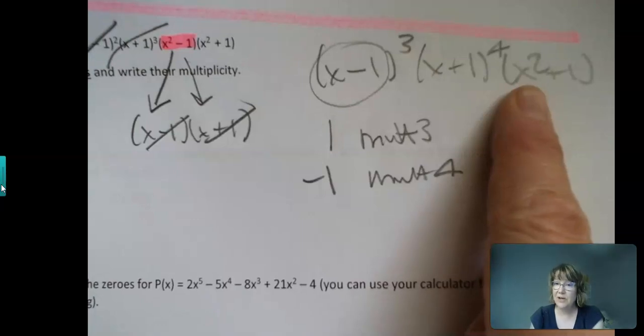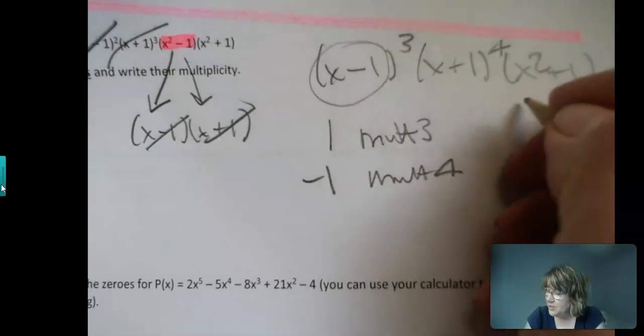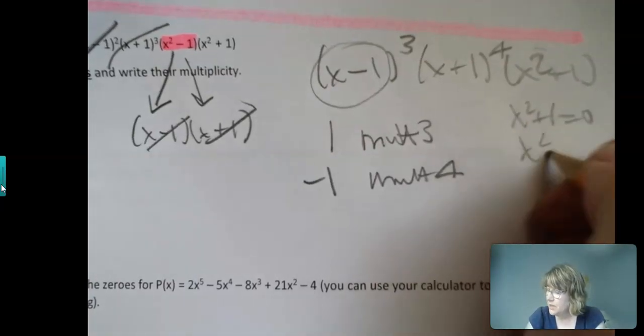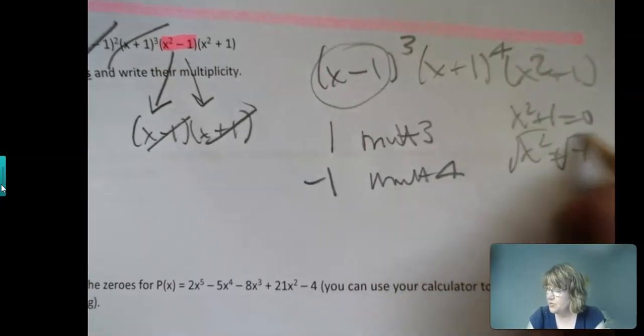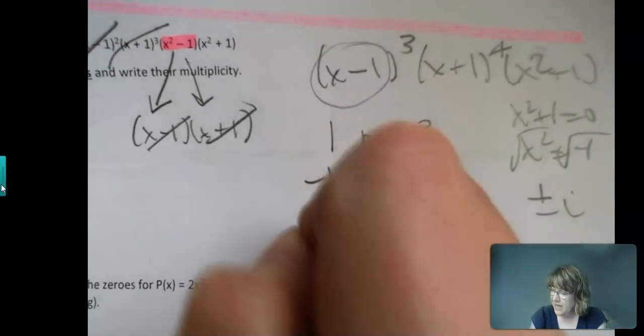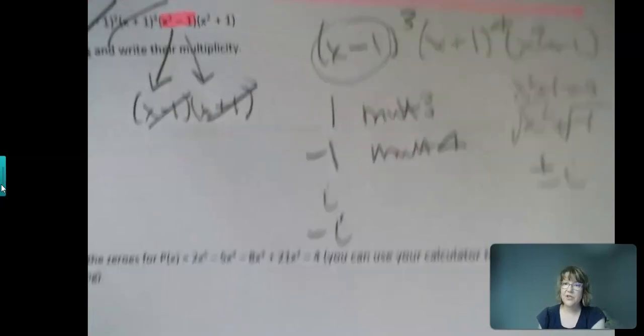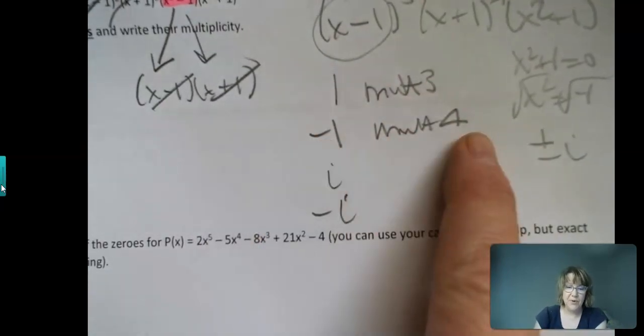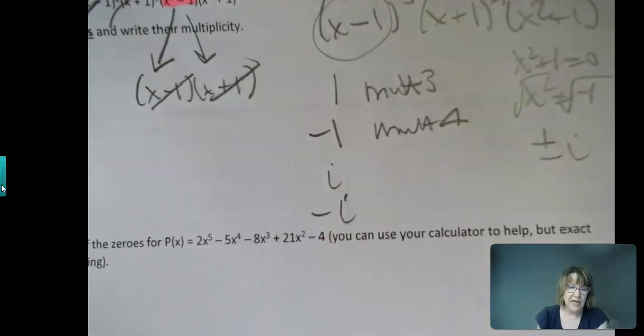Okay. You could do quadratic formula, but if I treat it as a squaring function and set it equals 0, square both sides, remember you should get 2 answers. You get plus or minus i. Okay. So you get a positive i and a negative i. Okay. So those are your 9 answers. This one, multiplicity 3, this one, multiplicity 4, and then those 2, and you should be good.